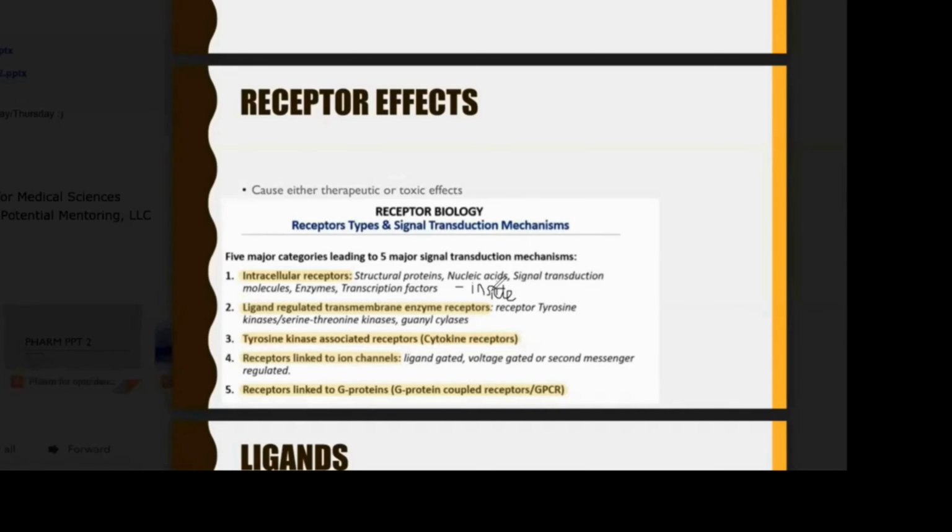Tyrosine kinases, serine threonine kinases, guanyl kinases are ligand-regulated transmembrane enzyme receptors. You see these a lot with like the alpha and beta receptors, and in a lot of the cell growth pathways. In most drugs, you won't really want to worry too much about which receptors they're going to bind. Tyrosine kinase associated receptors, again, are going to be really relevant to growth, to metabolism, things like those, JAK-STAT pathways. Receptors linked to ion channels, ligand-gated, voltage-gated second messengers.